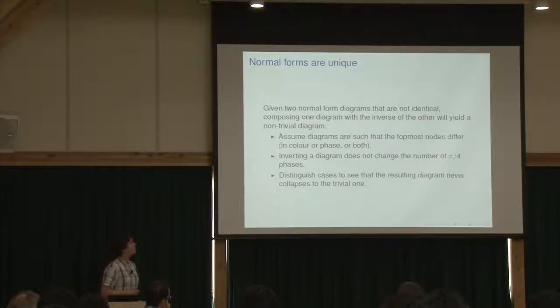So that is the proof that our normal forms are unique, and that concludes the proof that the ZX calculus is complete for single qubit Clifford plus T operators.